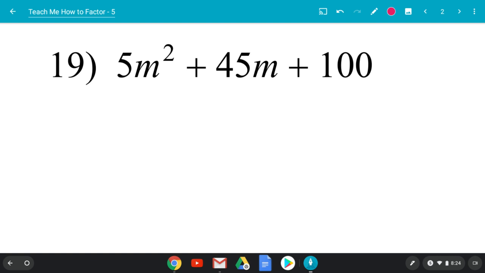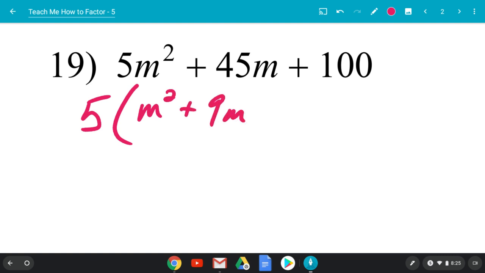Boy, Peeper, what's the first question? Is it a perfect trinomial? Is it perfect? No. Okay, not perfect. What's your next question, Mendoza? Is there a GCF? Is there? What is it? 5. 5 can go into all of that. 5 goes into 5m squared 1 time. 5 goes into 45m 9 times. And 5 goes into 20 4 times.